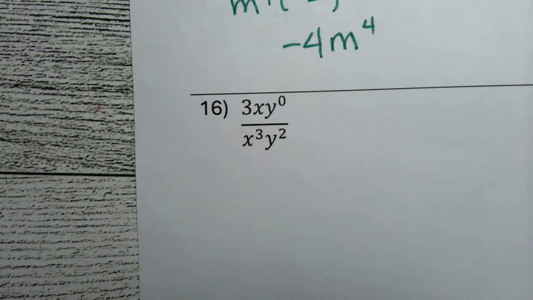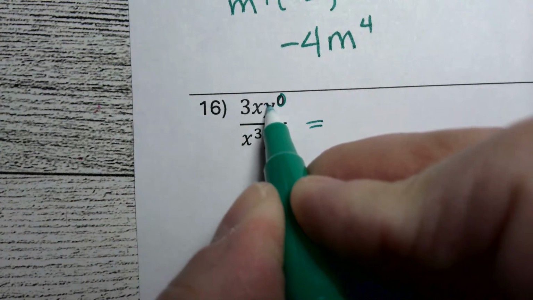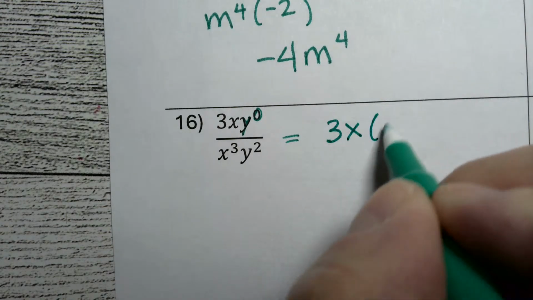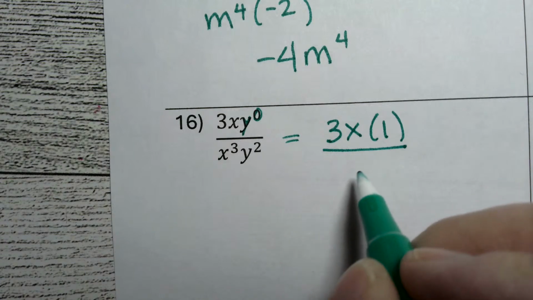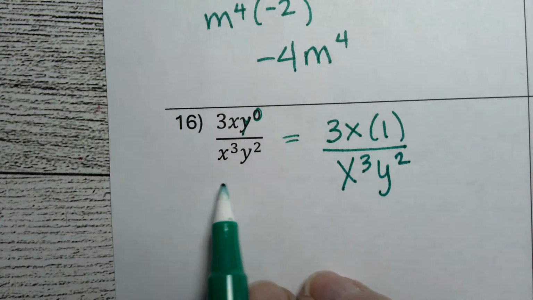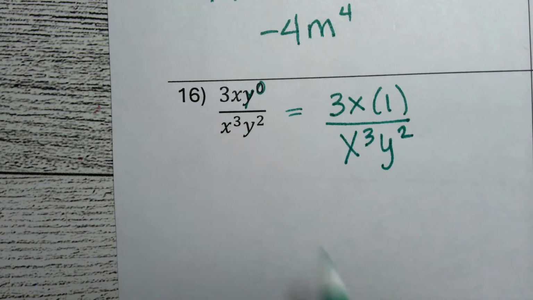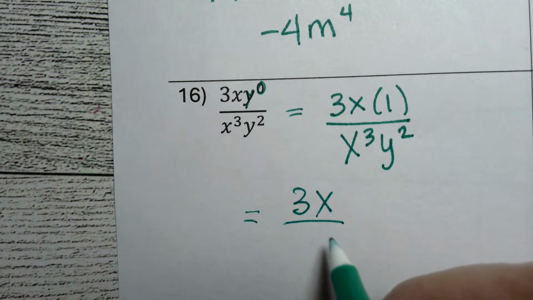All right, and 16 is the last one we're going to have for this review. And here's what Creepy Baby did. She saw the 0 power, which is pretty nifty. Anything to the 0 power gets changed to a 1. So she wrote 3x times 1 over x cubed y squared. Didn't do anything on the bottom, she just copied it. And then she told me what the answer was. She said it was 3x over x cubed.